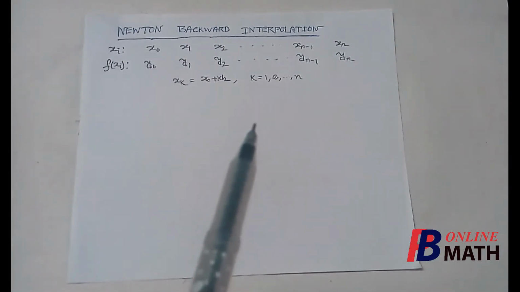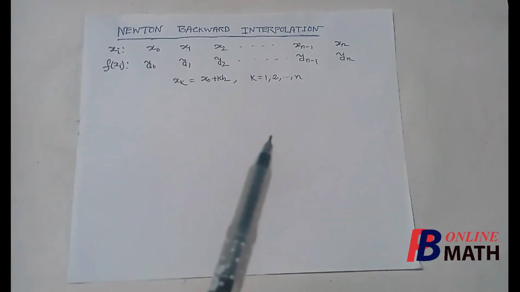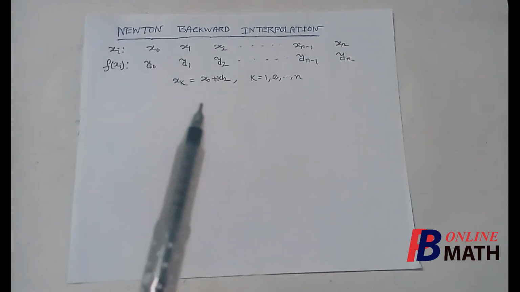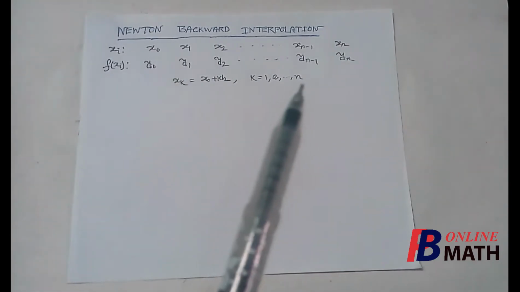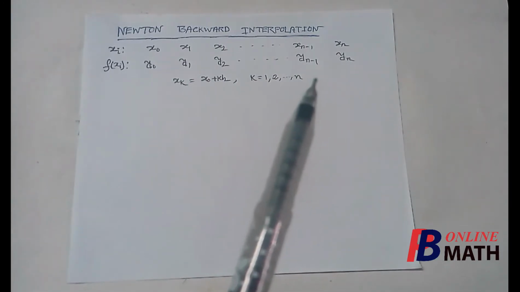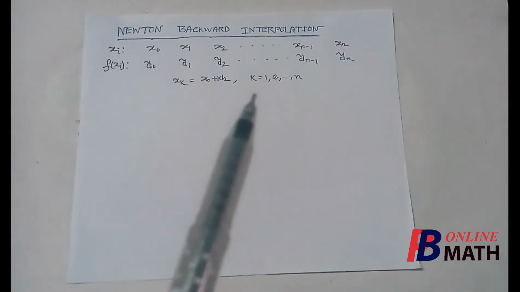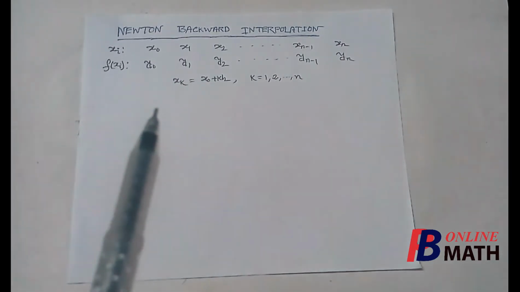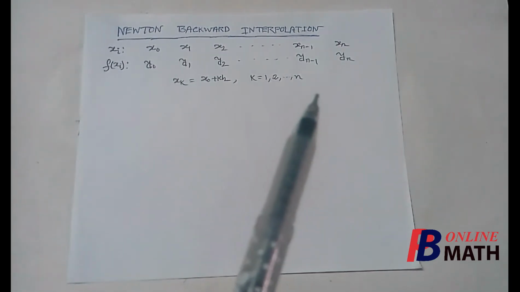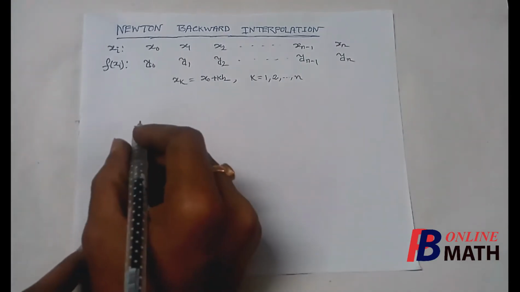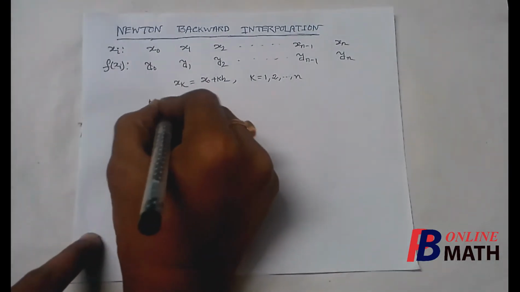Actually, there is not much difference between Newton's forward and backward interpolation formulas. In the forward formula, the point lies at the start of the table, and in the backward formula, the point x lies at the end of the table. Furthermore, in the forward formula we use the forward differences of y0, and in this case we shall use the backward differences of yn. So our target is to find a polynomial, suppose Nb(x).